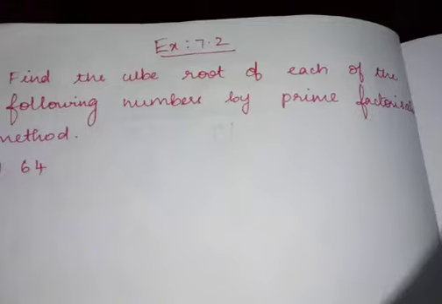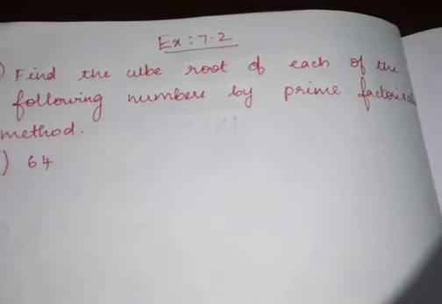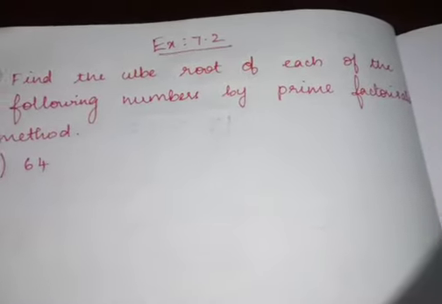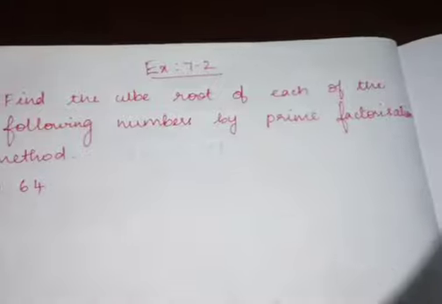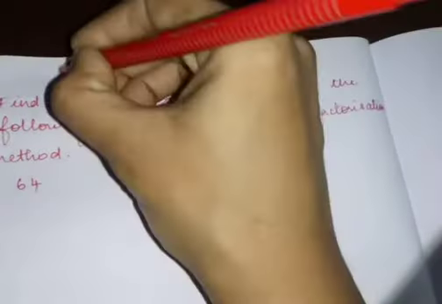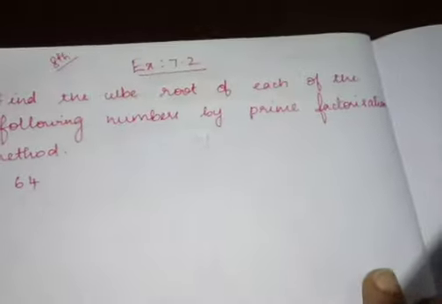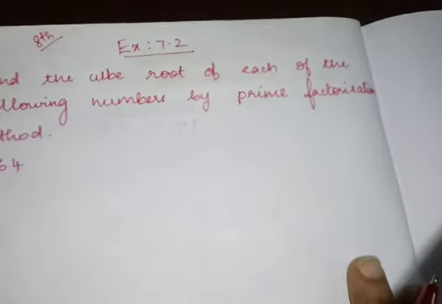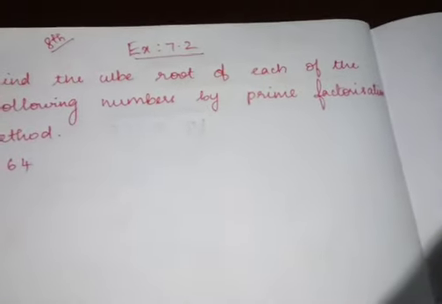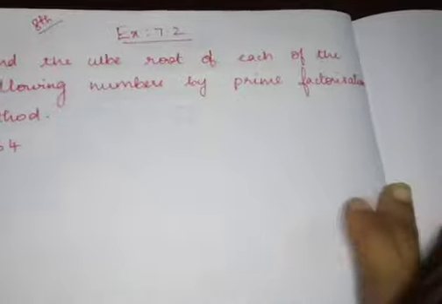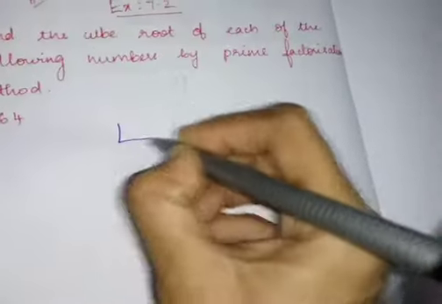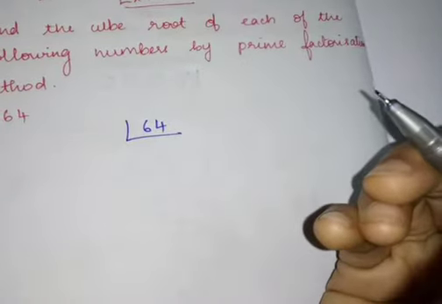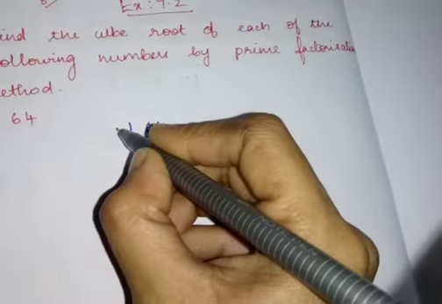Next we are going to the exercise problem, exercise 7.2. Find the cube root of each of the following numbers by the prime factorization method. What is the first question? 64. So we can do as usual. We will do the prime factorization and find the cube root of this number. I have written the number 64. Now we will do the prime factorization.